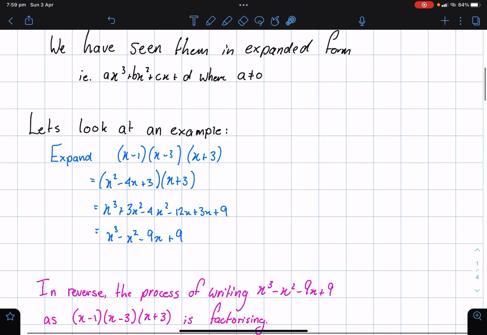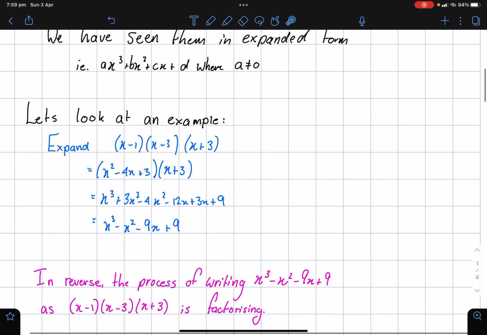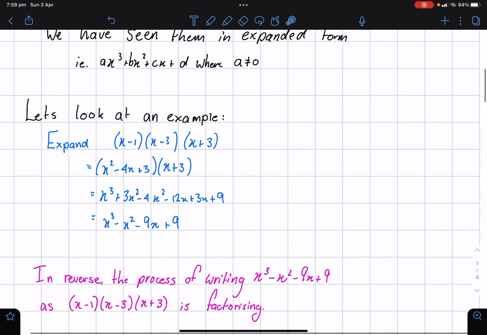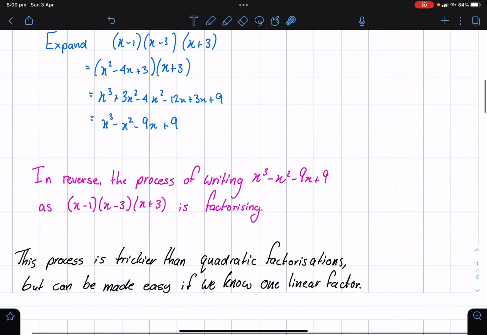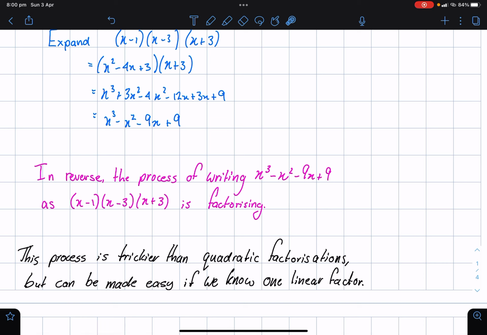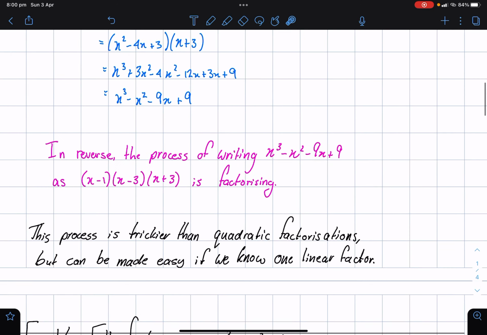In reverse, the process of writing x cubed take x squared take 9x plus 9 as those 3 linear factors multiplied together is what we call factorising. So it's exactly the same as we did with our quadratics. This process is a little bit trickier than quadratic factorisations, but it can be made a lot easier if we know one linear factor. And a lot of the time, you will be told this linear factor.